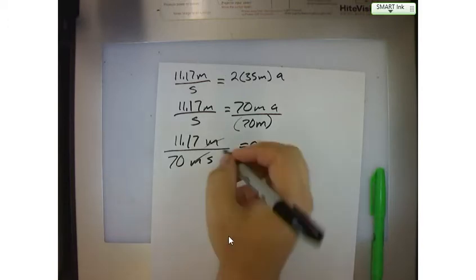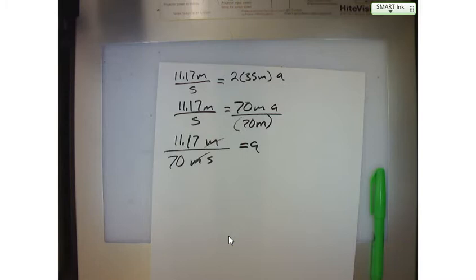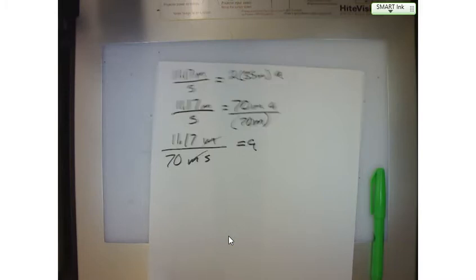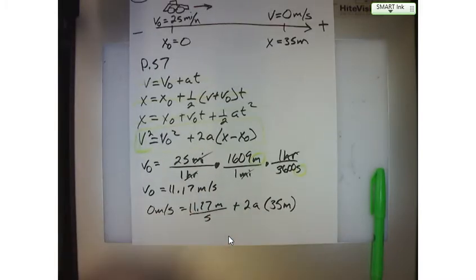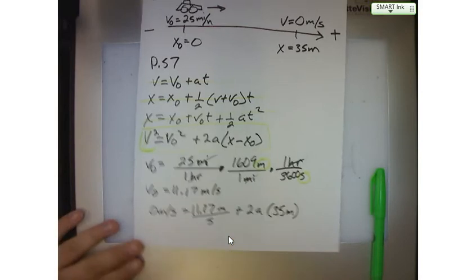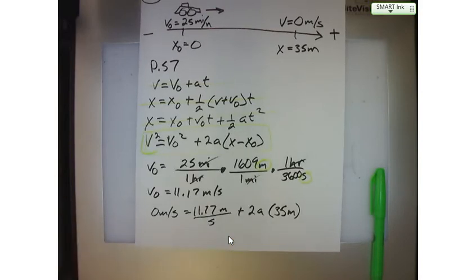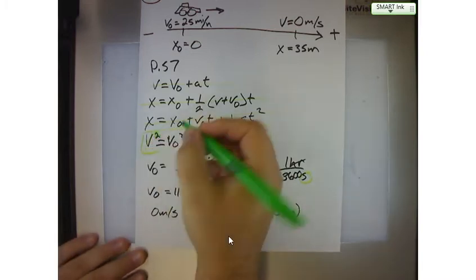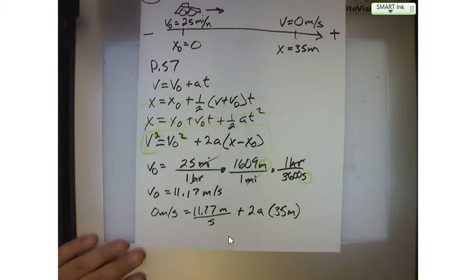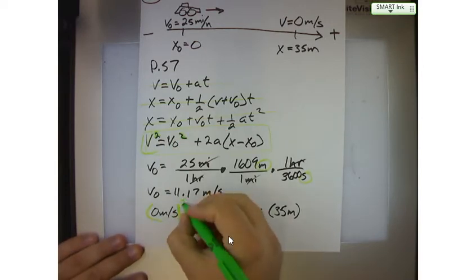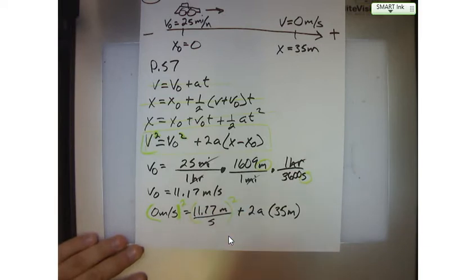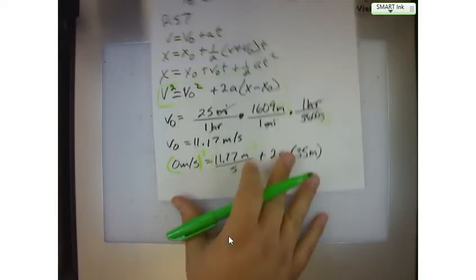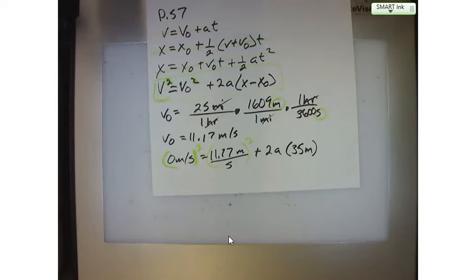So somehow I made a mistake. Let's go back and look. The mistake that I made, and I want to say that I did it on purpose to teach you guys a lesson, but I just made an honest mistake, is that the original equation was this velocity squared is set equal to this velocity squared. But when I plugged it in, I forgot to square my velocities. So what we're going to do now is we're going to make sure that we square them.